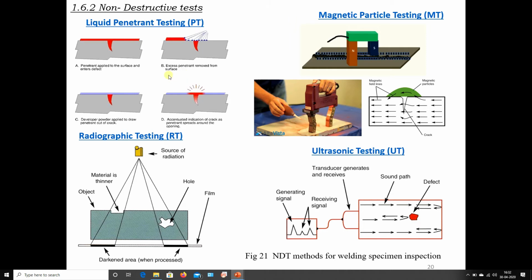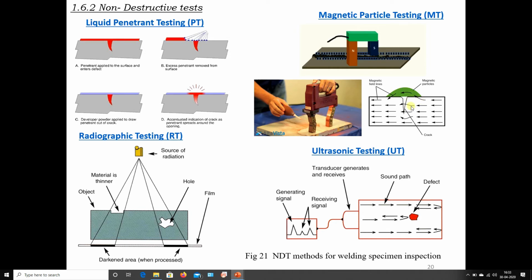This liquid penetration will be helpful to find out flaws at the surface level, not at the volumetric level. Got it? So at the surface level, if there is any porosity, cracks, anything, we can easily detect. And the next one is magnetic particle testing. In magnetic particle testing, we are using 2 magnets, south pole and north pole. In between we put iron oxide powders and we move. So we are going to check whether any deflection is available or not.